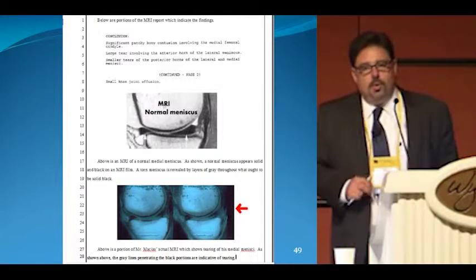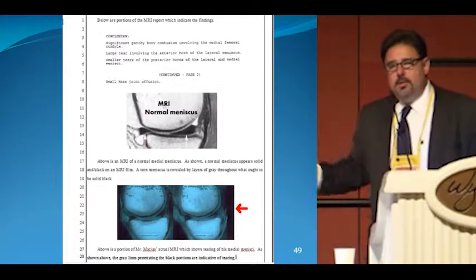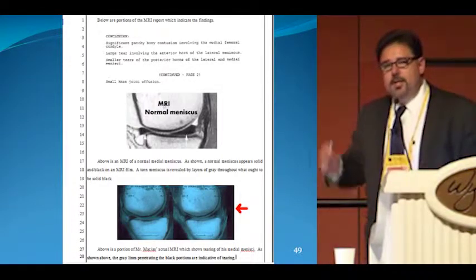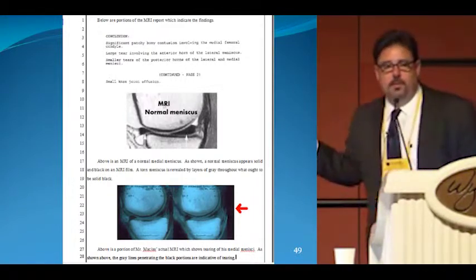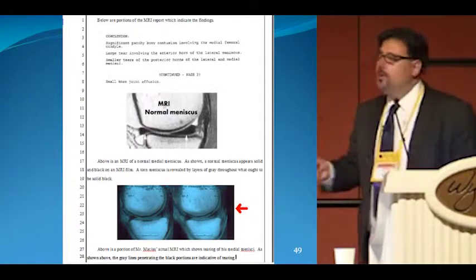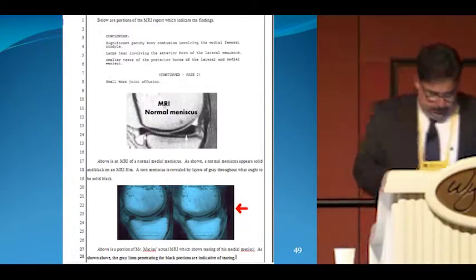You've now learned how to read it. You've taught it to the arbitrator. The arbitrator knows how to do it. It's visual learning. This visual learning is irrefutable. You've proven your meniscal tear.